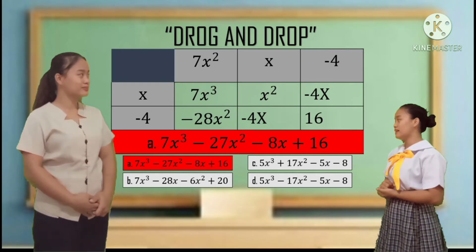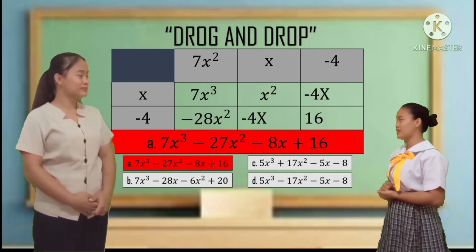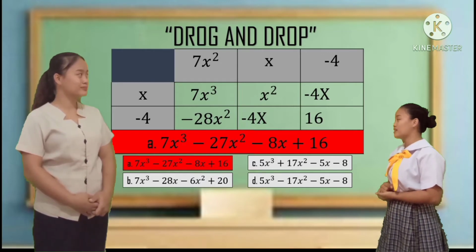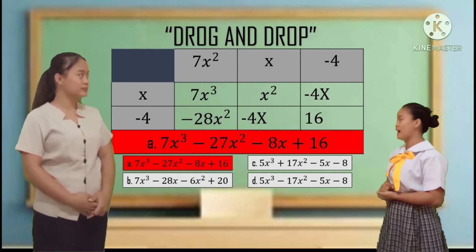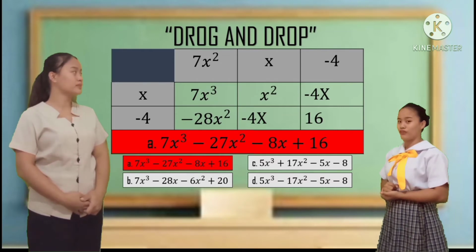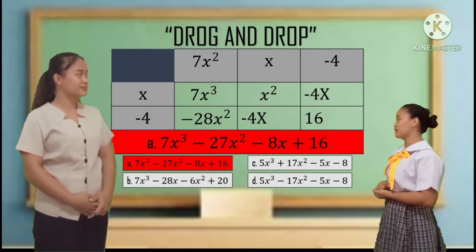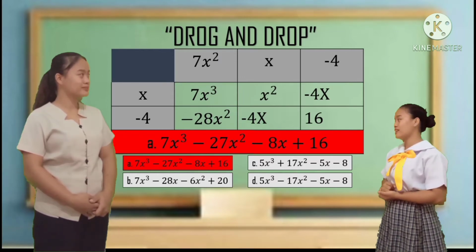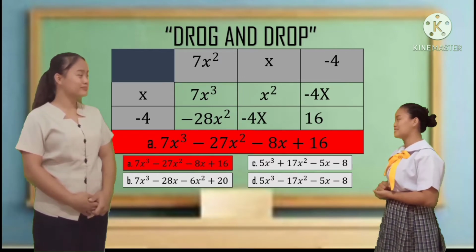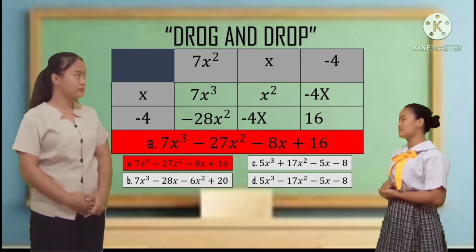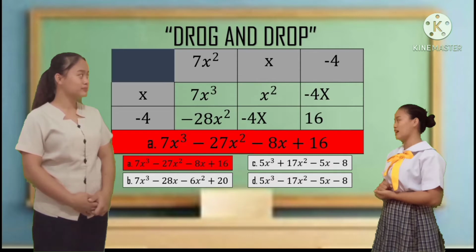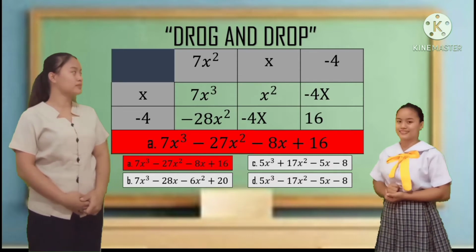So we have negative 4 multiplied by 7x squared. So we have negative 28x squared. Negative 4 multiplied by x is equal to negative 4x. Negative 4 multiplied by negative 4 is equal to 16. So the final answer here, ma'am, is letter A. 7x cubed minus 27x squared minus 8x plus 16.